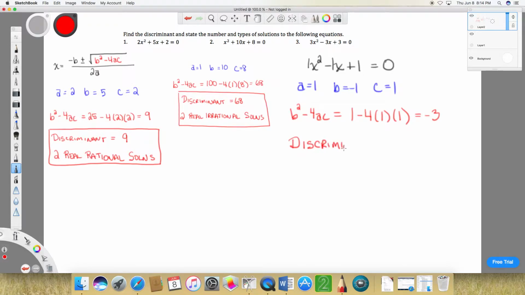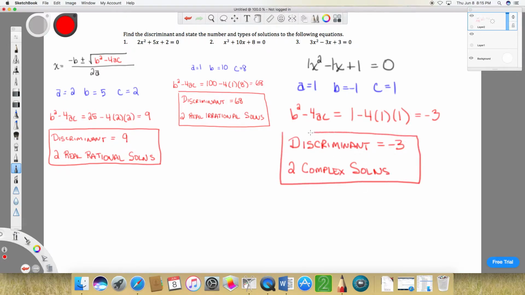is a negative number. And within the set of real numbers, we can't take the square root of a negative number. We're going to have two solutions to this, however, but they're going to be two complex solutions. Complex numbers are numbers of the form a plus bi, where this i is the imaginary unit, and we define i to be the square root of -1.